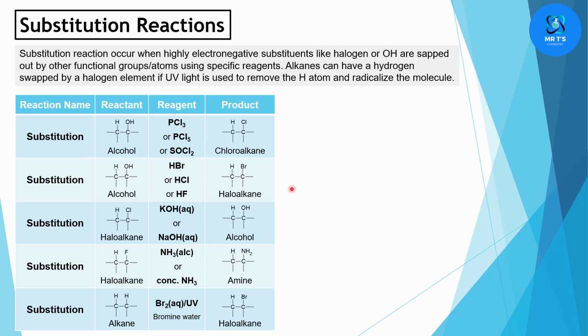Now, halogens often are involved in substitution. They're highly reactive atoms, so often we have the halogen that is being replaced, or the halogen is doing the replacing. So let's look at these 5 different examples of halogen reactions. The first one here is when we have an alcohol and we're going to replace the alcohol with a chlorine group.